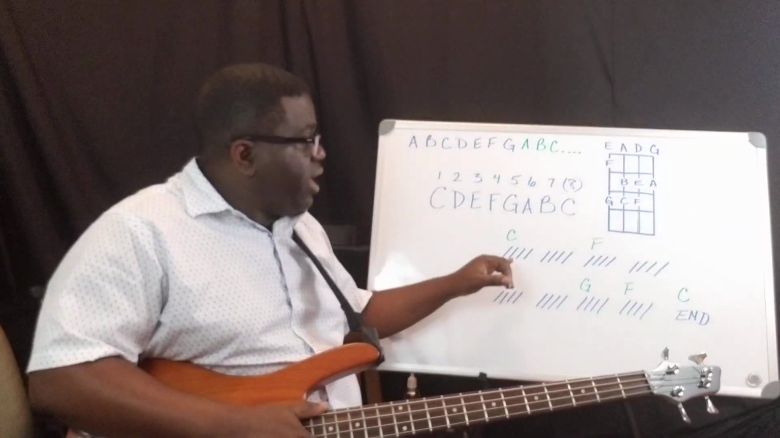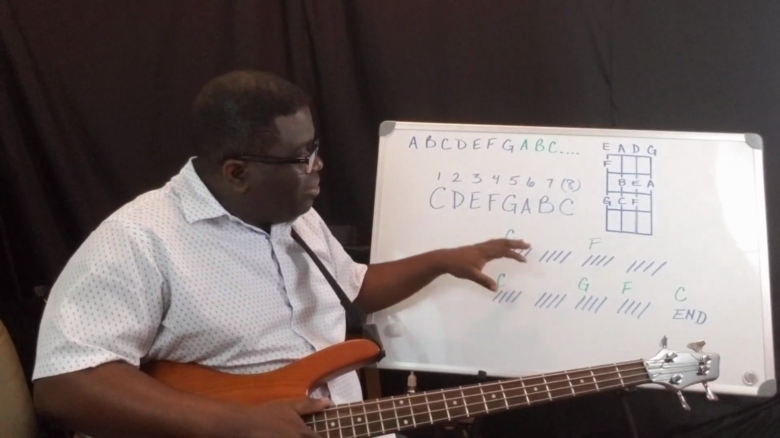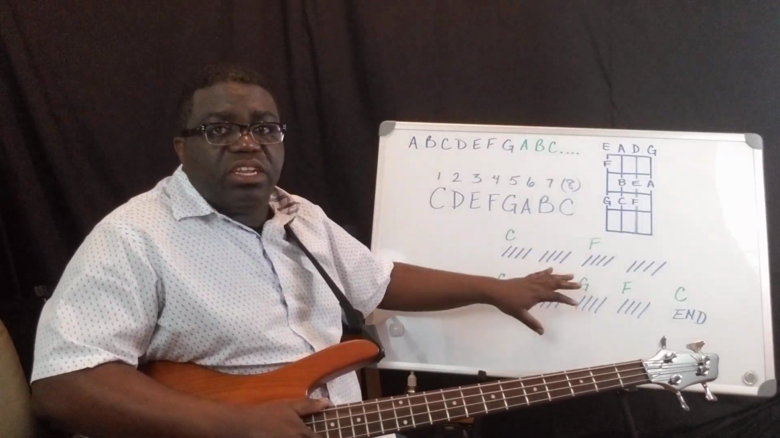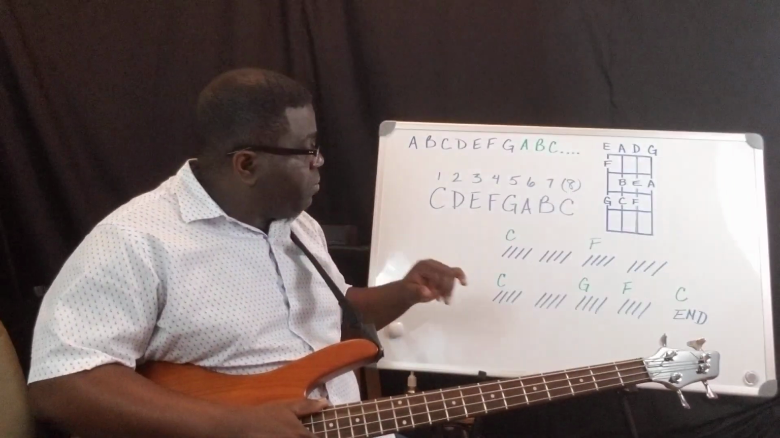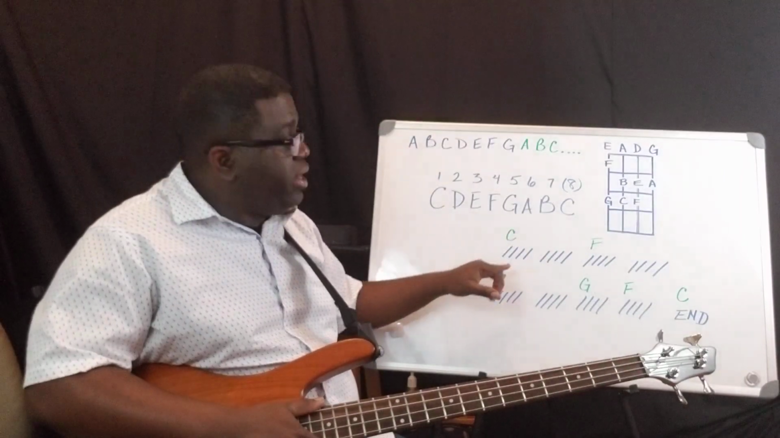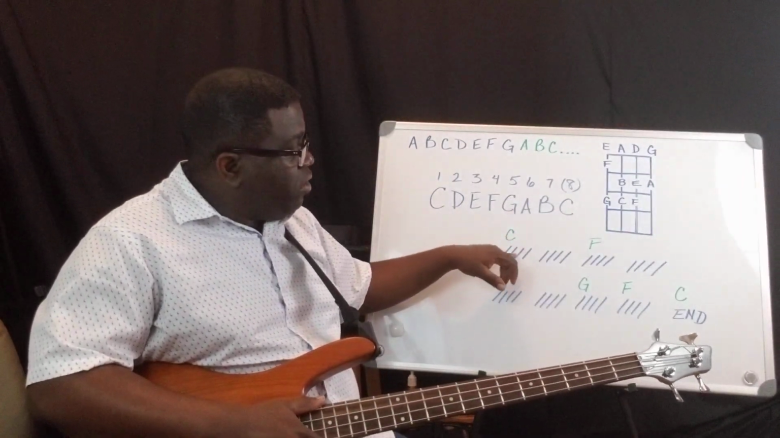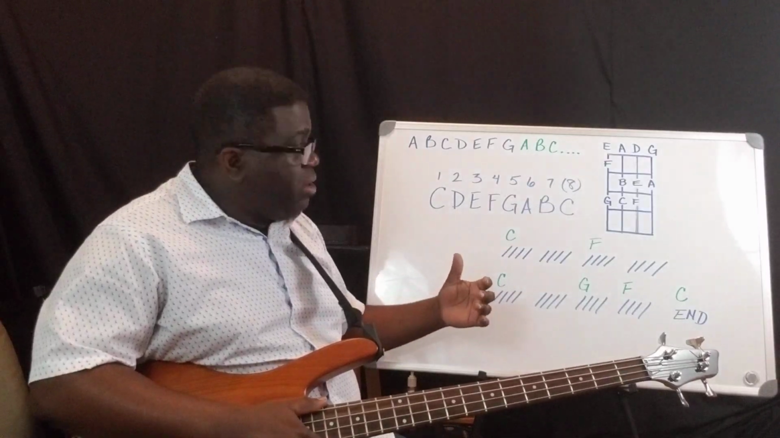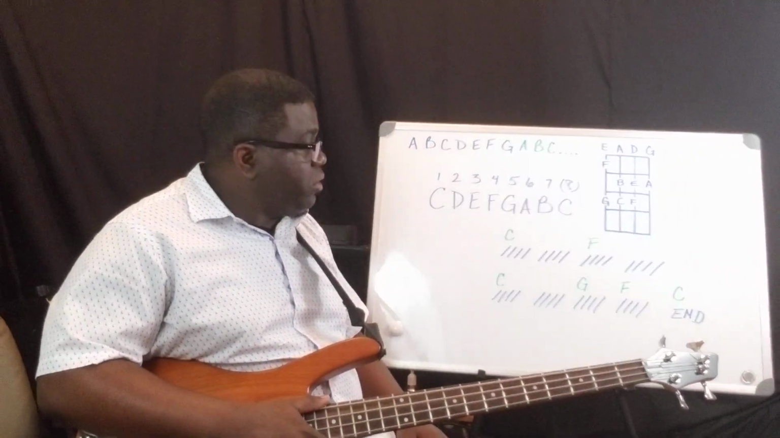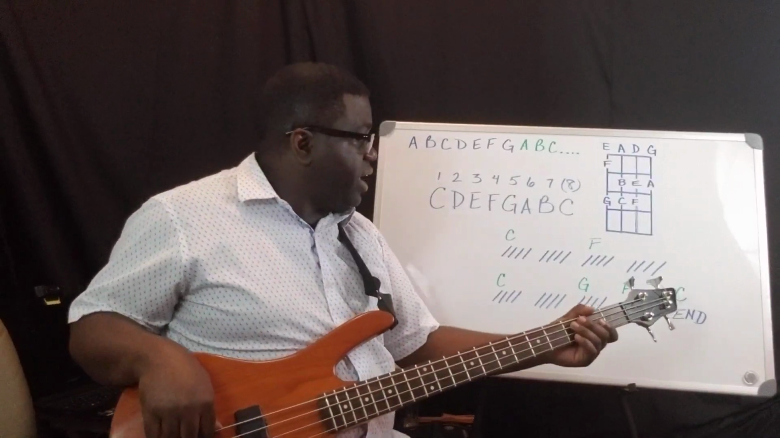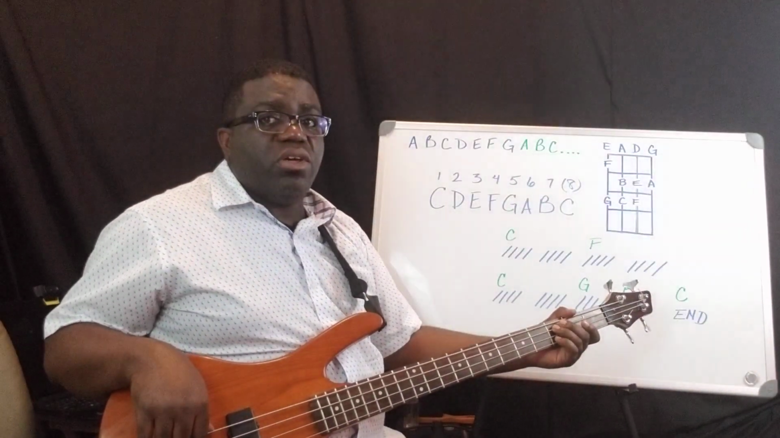Now over here I have what is usually what you see in a lead sheet. They have the letter of the note or the chord, and then they have four hash marks, which means four counts. So if you know where C is, you would hold the C for four counts. 1, 2, 3, 4. There we go.